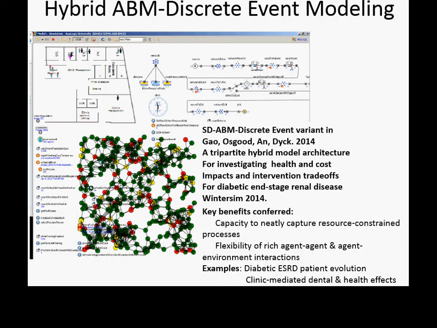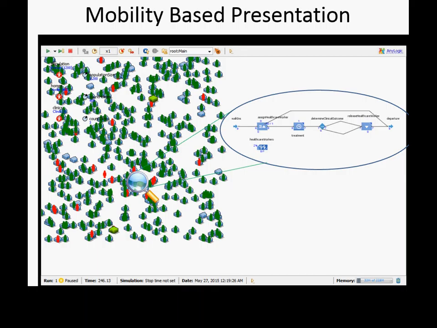So you seek care in processes, or you apply for aid through a governmental program, or you get enrolled in some sort of process, and that is kept track of, and it's resource governed. That's kept track of through a discrete event model. Why would you want to do that? We have several papers that build on this, but one thing is you can neatly capture resource-constrained processes with a lot less work than doing it all in an agent-based context, but you can get the flexibility of rich agent-agent interactions and agent-environment interactions by having the agent side of it.